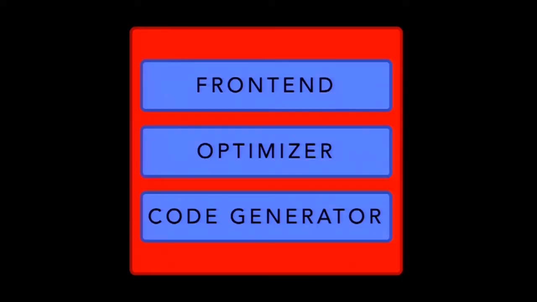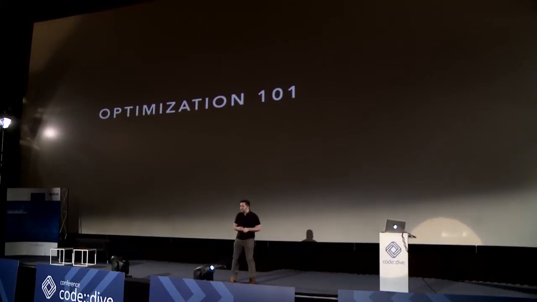We're going to completely ignore the front end, completely ignore the code generator. If you want to learn about those things, you can go read the Dragon book. You can go take a compiler's class. There are many places to learn about these. But I want to focus on this optimizer because it's a very less well-understood component of compilers today. This is essentially optimization 101.